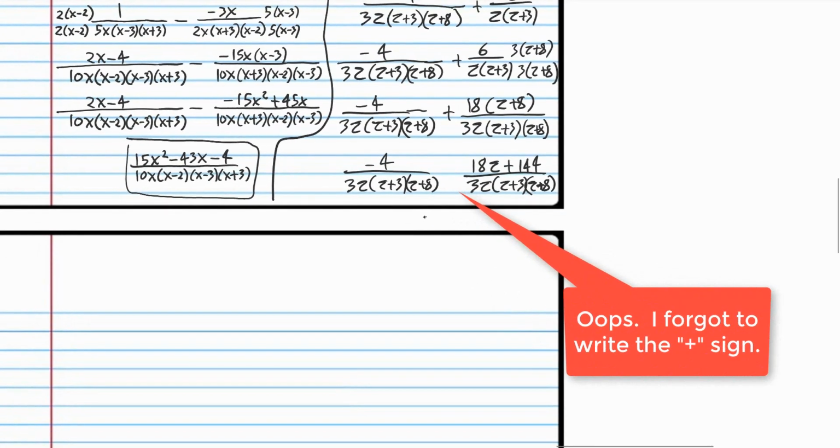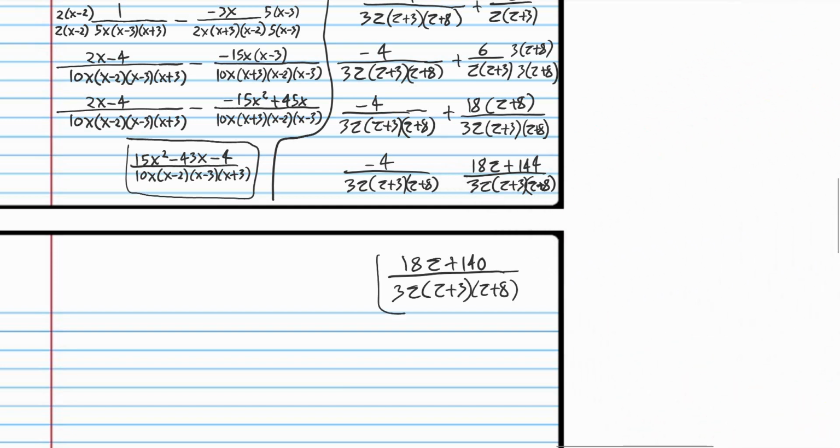So combine those, and we have 18z, and then negative 4 plus 144 is 140. Now we just rewrite the denominator. So we got that answer.